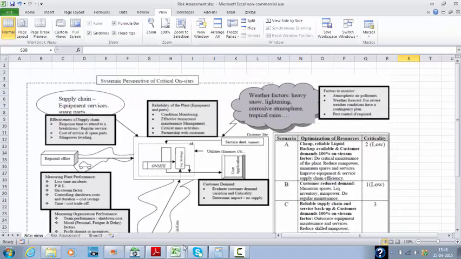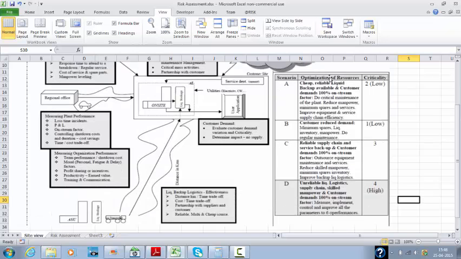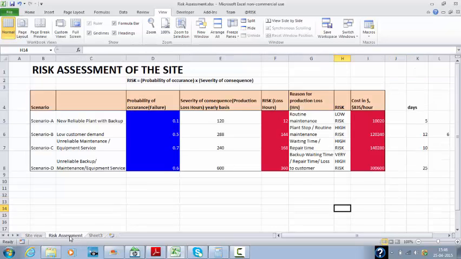It's an enormous, complex scenario here, and our focus is going to be on these four scenarios: scenario A, scenario B, scenario C, and scenario D. I have put them all in a more precise fashion in this particular sheet. So you have a risk assessment of the site. The scenarios are A, B, C, and D.